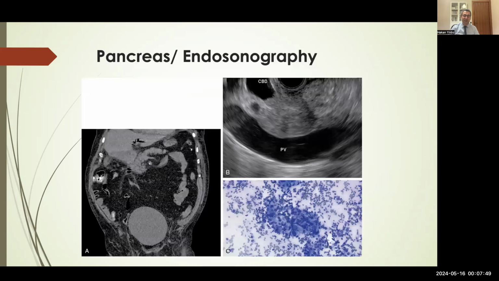As you can see, this is the computer tomography, and in the pancreas there isn't any lesion. In the EUS, it clearly shows us the lesion is this. We took the biopsy, and it is pancreatic adenocarcinoma.